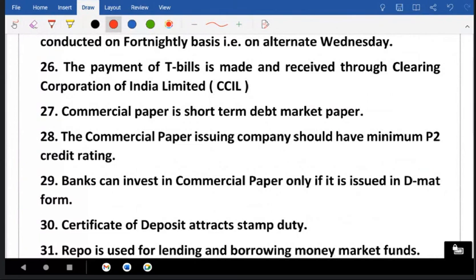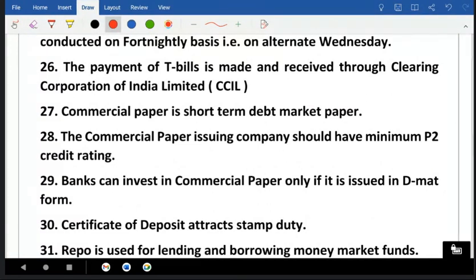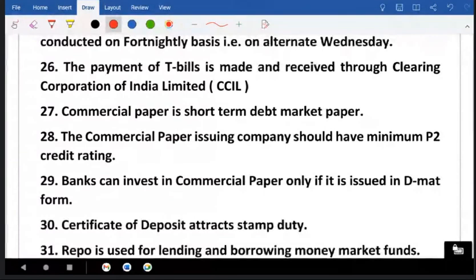Okay. Commercial paper, I told you, is a short-term debt market paper. Any reputed company can issue commercial paper. Commercial paper issuing companies should have a minimum P2 credit rating. Okay, they must have a minimum P2 credit rating. And banks can invest in commercial paper only if it is issued in demat form. Nowadays, everything is done by demat only, meaning not physical form, only electronic form. Okay. Certificate of deposit attracts stamp duty. Keep in mind, CD is there. That means on a certificate of deposit, you have to pay the stamp duty.